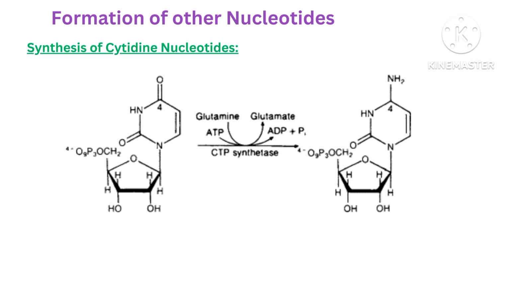The deoxycytidine phosphates result from reduction of CDP to dCDP by a mechanism analogous to that described for the purine nucleotides. Then dCDP is converted to dCTP by nucleoside diphosphate kinase.